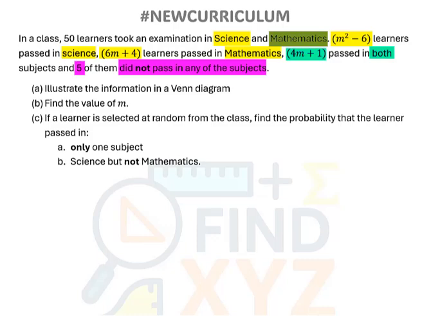We have been tasked to do three things. First is to illustrate our information in a Venn diagram. Second is to find the value of m, and third is to find the probability of our learners being able to pass one subject only, or science but not mathematics.